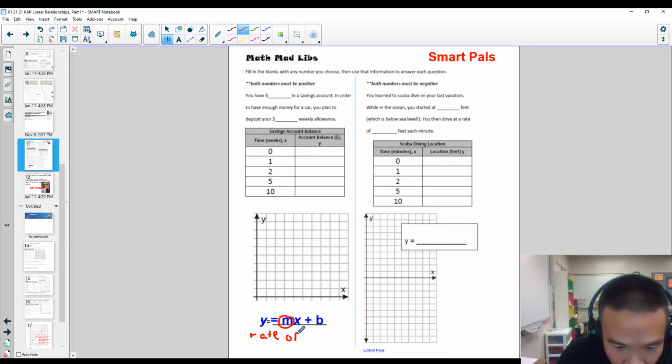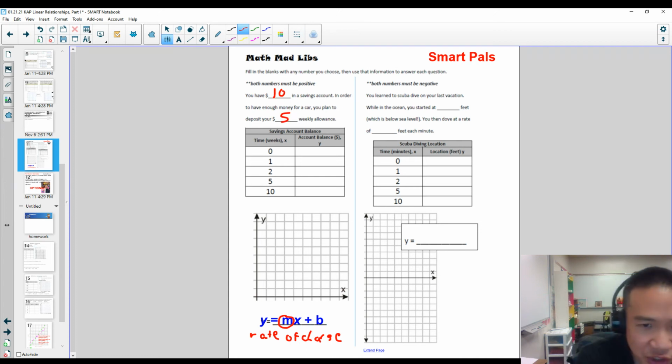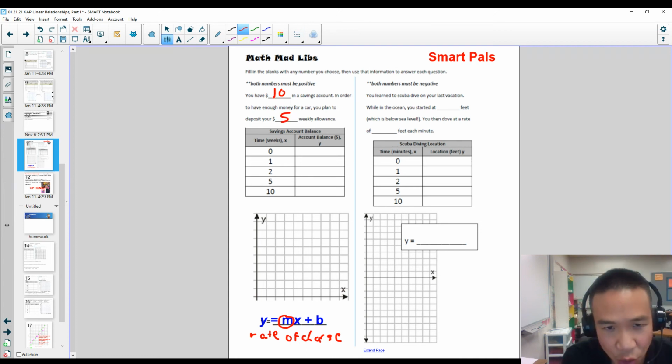So let's read our question for today. It's called Mad Lib. I actually do need to fill it in with some real numbers before we get started. Let's put down $10 and let's put $5. You have $10 in a savings account. That's the initial. That is what we started with. In order to have enough money for a car, you plan to deposit your $5 weekly allowance.